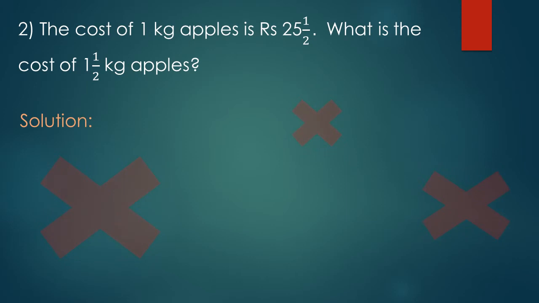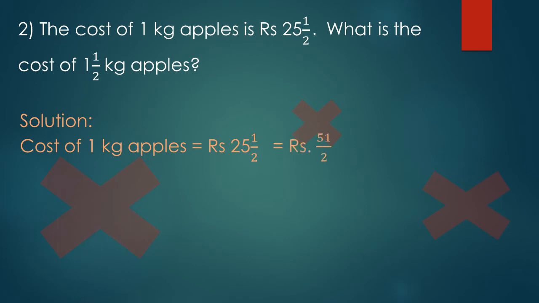So the first statement is: cost of 1 kilogram apples is equal to rupees 25 1/2. But 25 1/2 is a mixed number. So first we convert it into an improper fraction. 25 2s are 50 and 50 plus 1 is 51. So the fraction is 51/2.